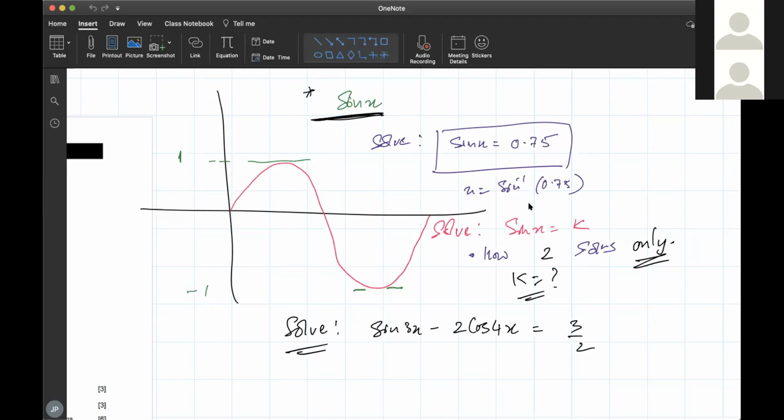Remember that sine x is equal to 0.75. They have not told you k. They said, find the value of k where sine x is equal to k has exactly two solutions, not more than two solutions. Here's where the power of the slider comes in. So let me go back to that graph of ours on TI Inspire, wonderful TI Inspire.